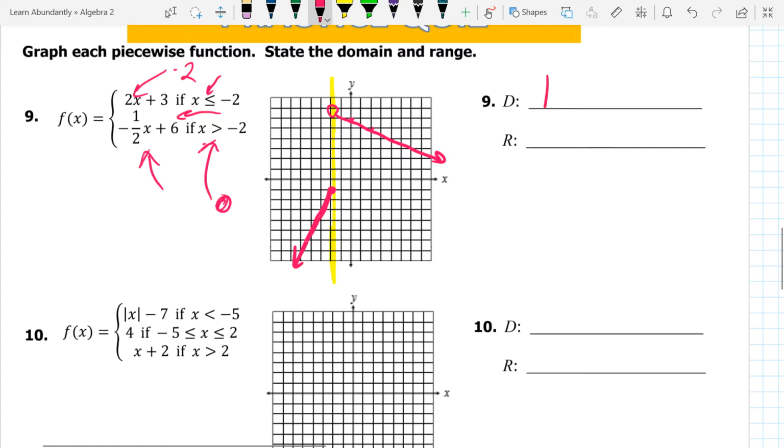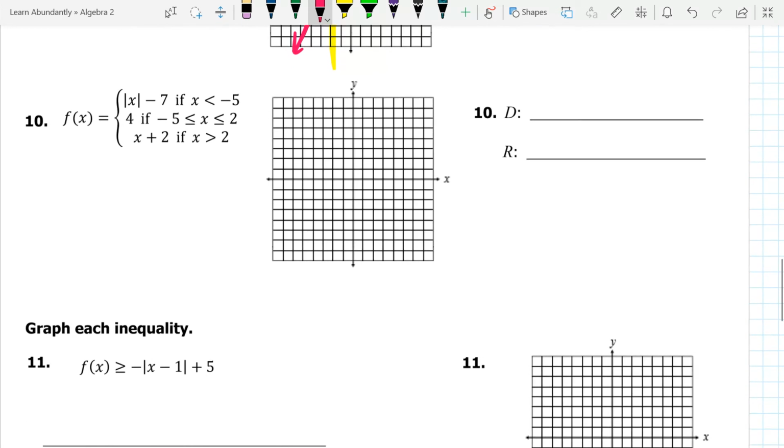My domain is still going to be all real. My range, however, is going to be a maximum of 7. That was my top point there. So I'm going to start at negative infinity and go to 7. But since I don't have a closed circle there, I can't include it. You could write this in inequality notation, but I wrote it in interval notation.